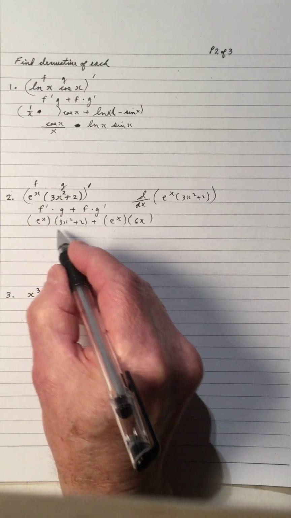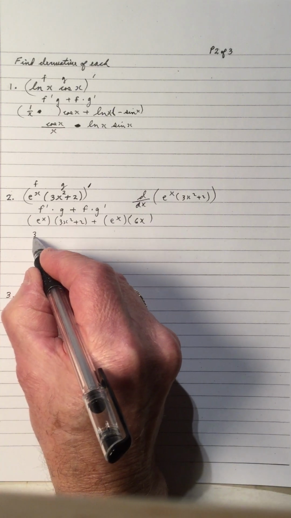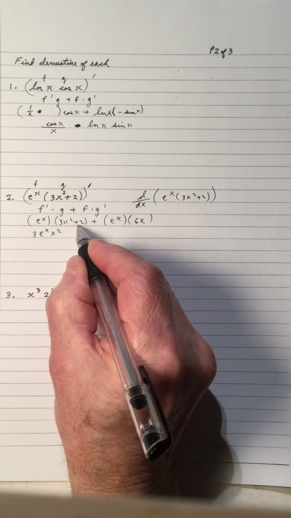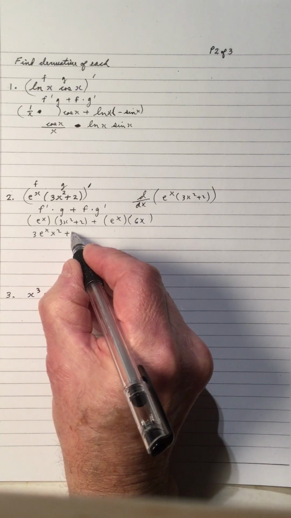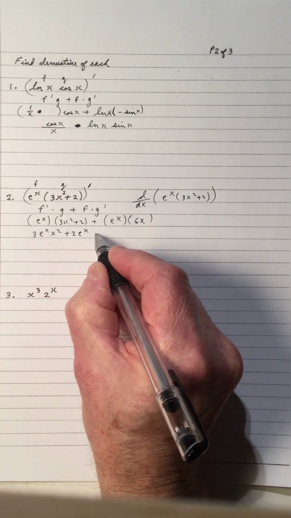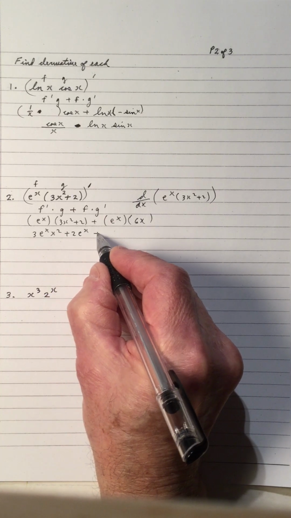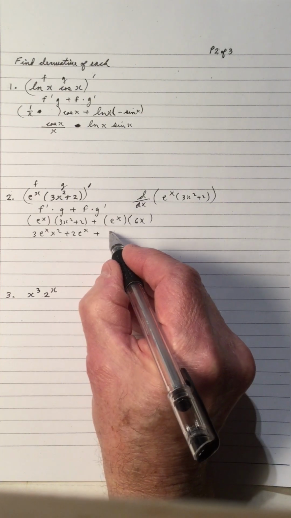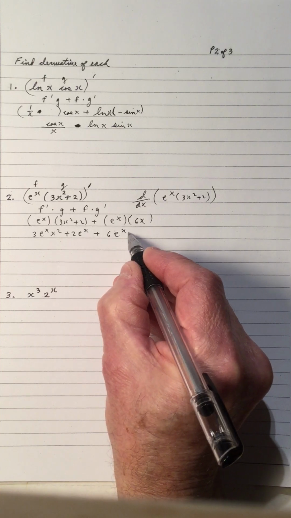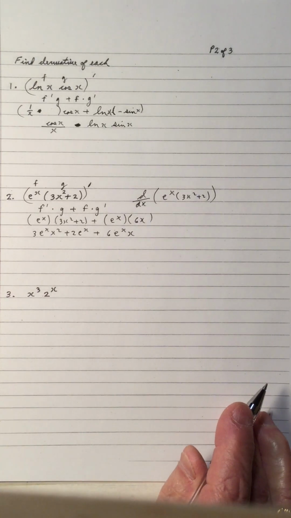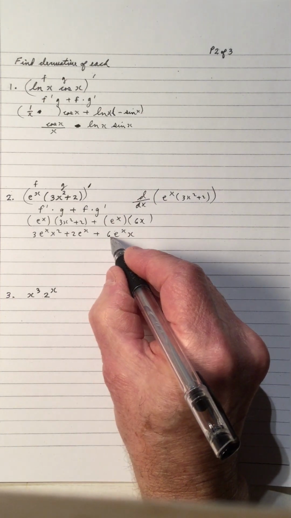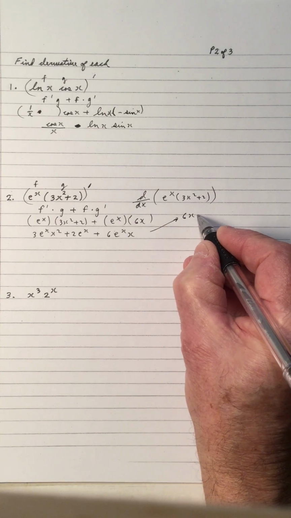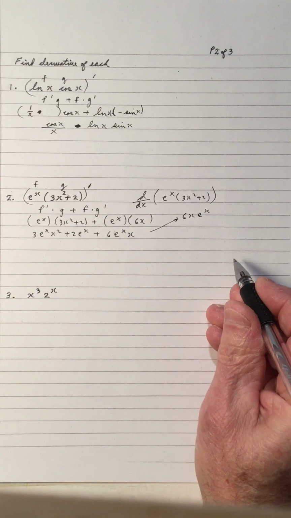So simplify this. We have 3 e to the x squared, and we have 2 times e to the x, which is 2 e to the x, and we're going to add on e to the x times 6x, so 6 e to the x times x. I could have put 6x times e to the x. Right here, I could have said 6x e to the x also. It makes no difference.